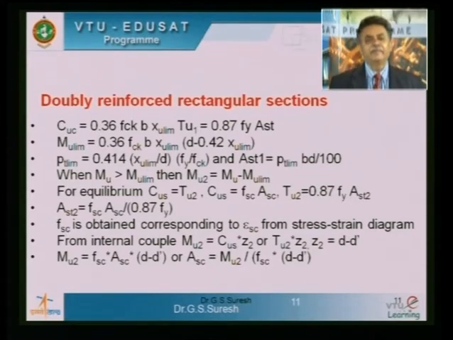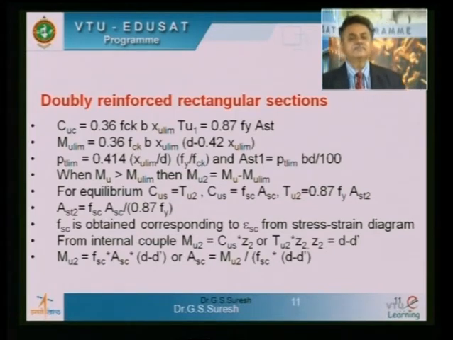I hope you remember what I had taught you in the previous class. It is the same thing. Then the limiting percentage of steel is given by this equation, 0.414 xu limit by d into fy by fck. This I call Ast1, which is obtained as pt limit into the cross section of concrete, which is b into d divided by 100.